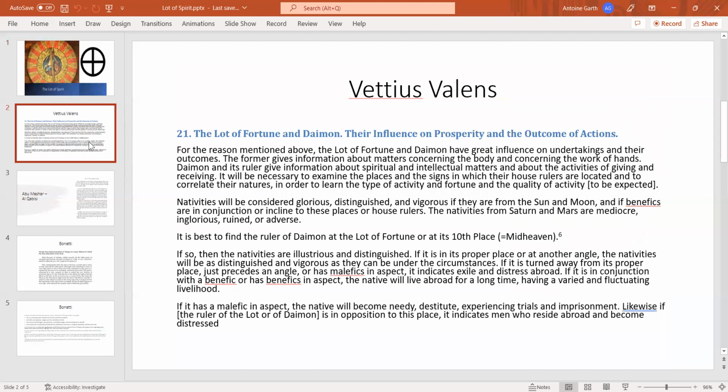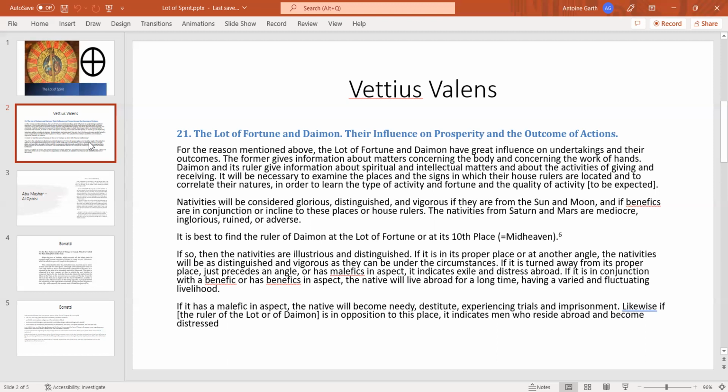So we start with Vettius Valens in the 2nd century. And so he says, for reasons mentioned above, the lot of fortune and daemon have great influence on undertakings and their outcomes, right? So anything that's an undertaking could possibly be conceived as the 11th or 10th house, right? The dream of the undertaking is the 11th. The actual undertaking itself might be the 10th. We can quibble about all of that kind of stuff, but certainly that's what it seems to be pointing to. So, great influence on undertakings and their outcomes.